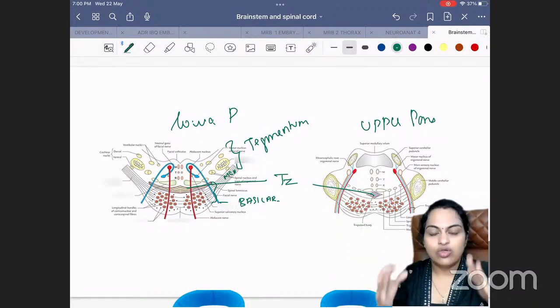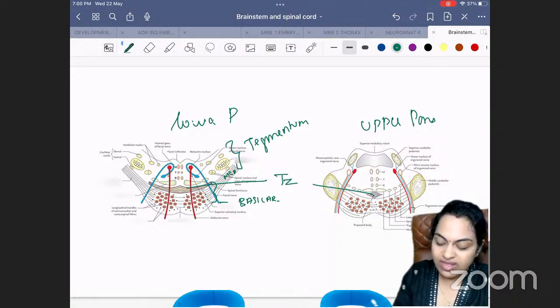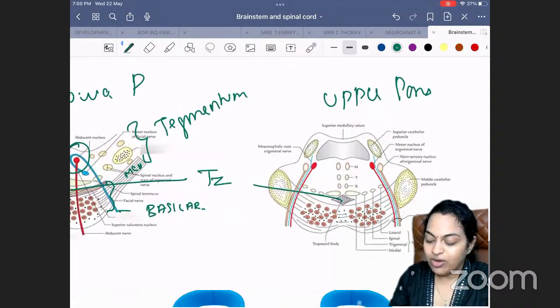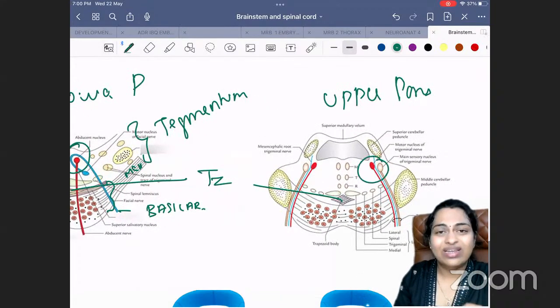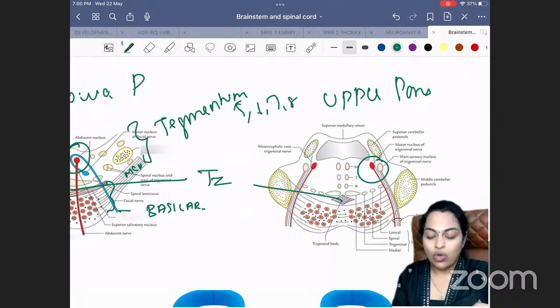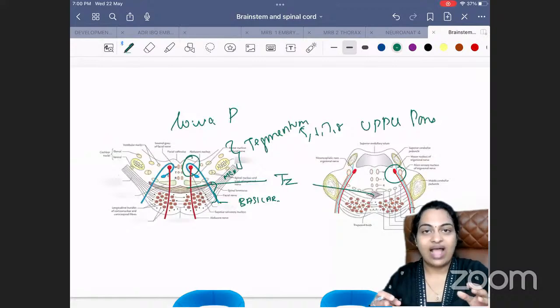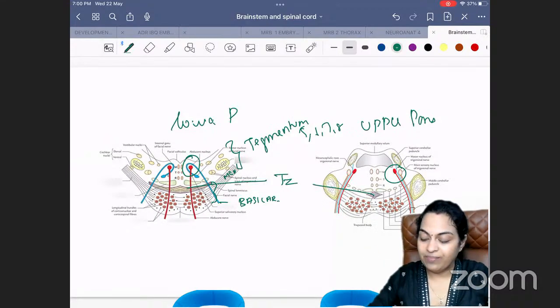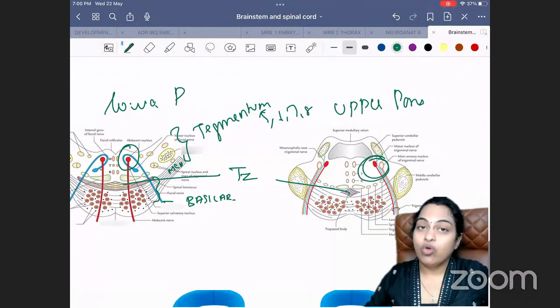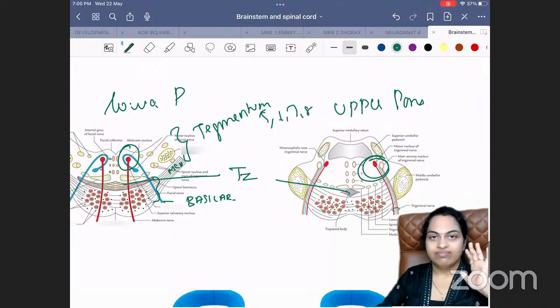The other thing that you should remember in lower pons is especially the facial colliculus. We talked about that. In the upper pons, what are the cranial nerves related to pons? 5, 6, 7, 8, right? So lower pons, 6, 7 nucleus and vestibular and cochlear nuclei. Upper pons, you see the fifth nerve nucleus, the motor nucleus and the chief sensory nucleus of the trigeminal nerve. Okay?